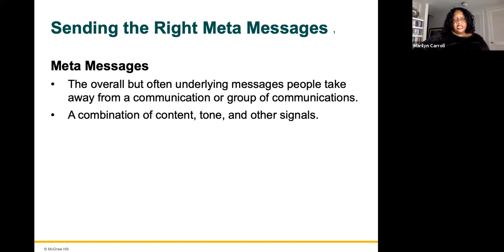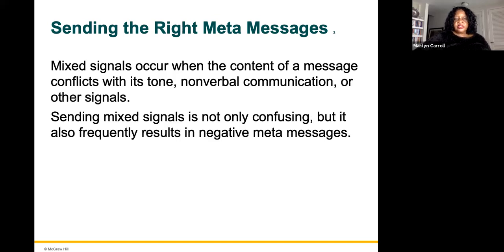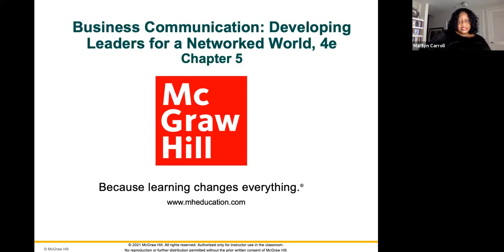Meta messages. Meta messages are the overall but often underlying messages people take away from a communication or a group of communications, a combination of content, tone, and other signals. So mixed signals occur when the content of a message conflicts with its tone, nonverbal communication, or other signals. Sending mixed signals is not only confusing, but it also frequently results in negative meta messages. And that's it for chapter 5.